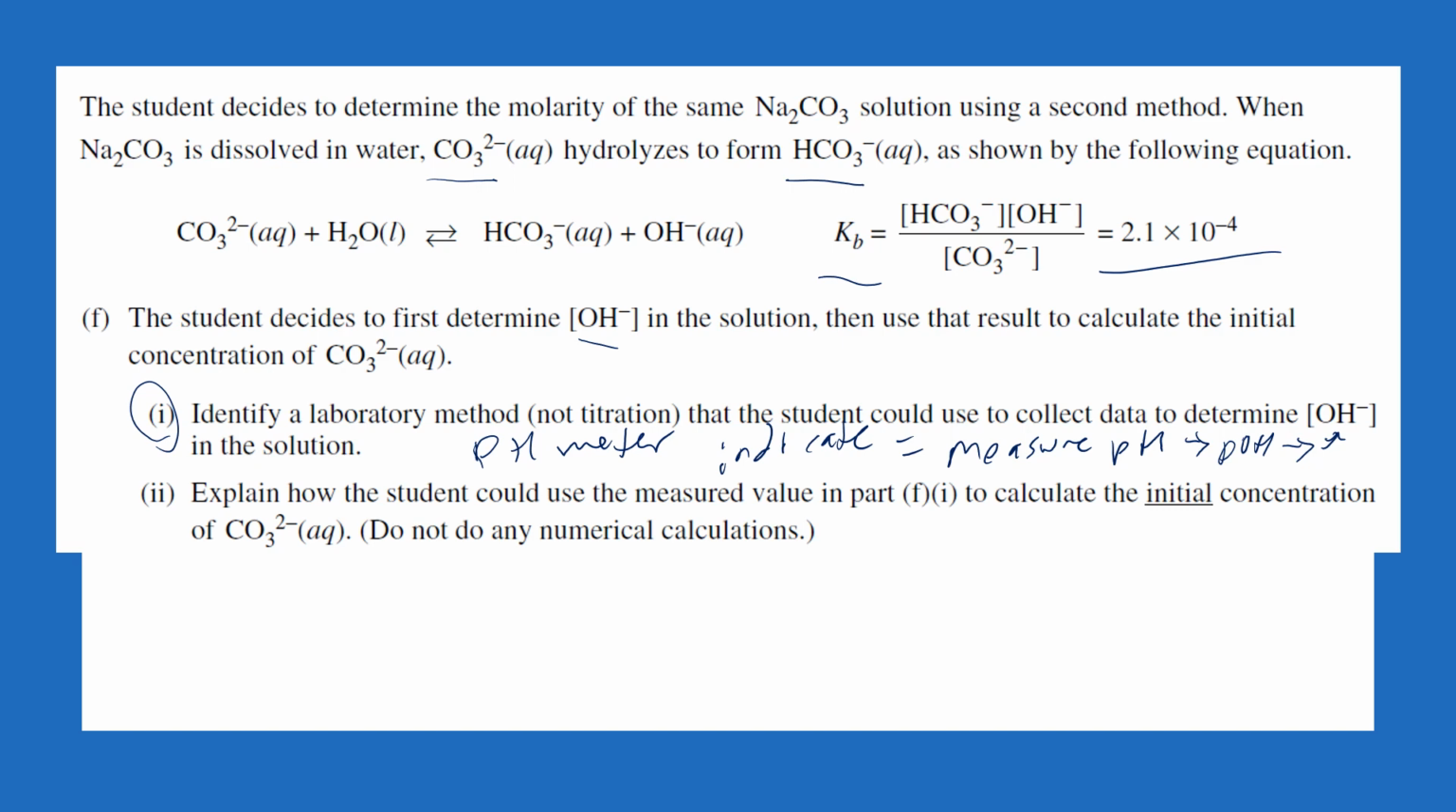I don't think you'll see a question like that because this one caused a lot of controversy, but you can use the pH meter to measure hydrogen ion concentrations, hydroxide ion concentrations. You just have to do some calculations in between.